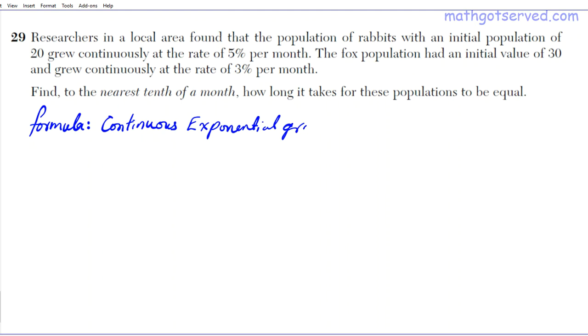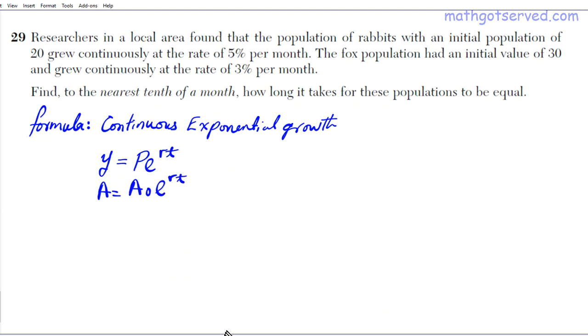The formula for continuous exponential growth is given by y equals P e to the rt. Another way we can write down this formula, we can also write it as final amount equals initial amount, population in this context, e to the rt.